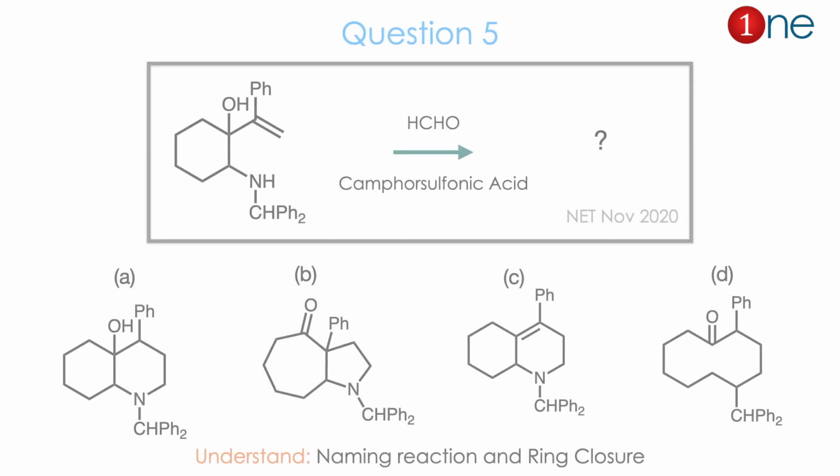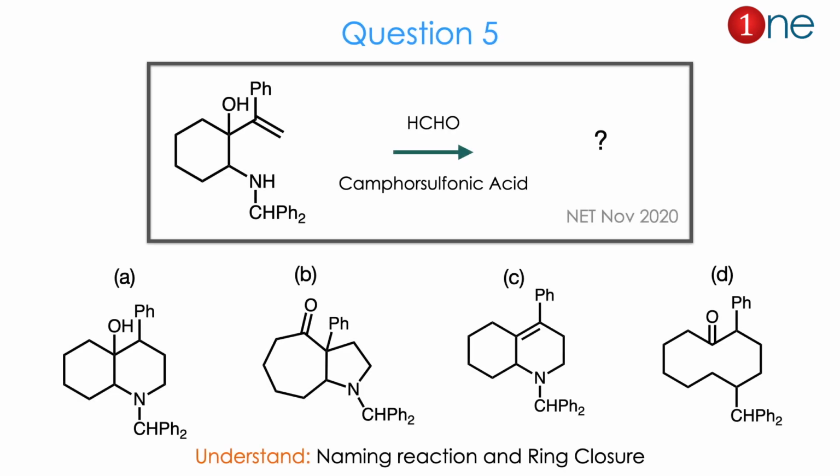Then question number 5. The starting material is a cyclic ring system attached with OH, phenyl, and it has an alkene there. And you have an amine and a side phenyl ring. There are many functional groups. You are reacting with formaldehyde and camphor sulfonic acid.